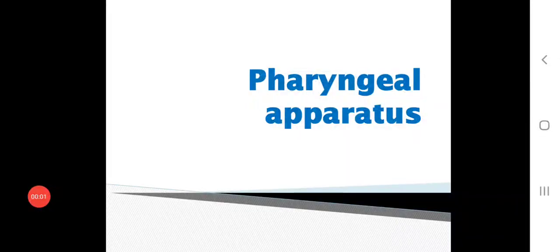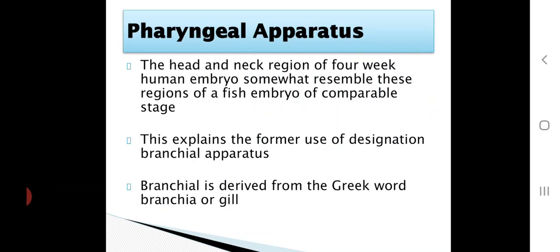The pharyngeal apparatus is today's topic. The pharyngeal apparatus is important for the development of the head and neck region. If you see the human embryo at the time of the fourth week, it resembles somewhat the fish embryo. That's why this apparatus was previously termed the branchial apparatus. Branchia means gill of the fish.